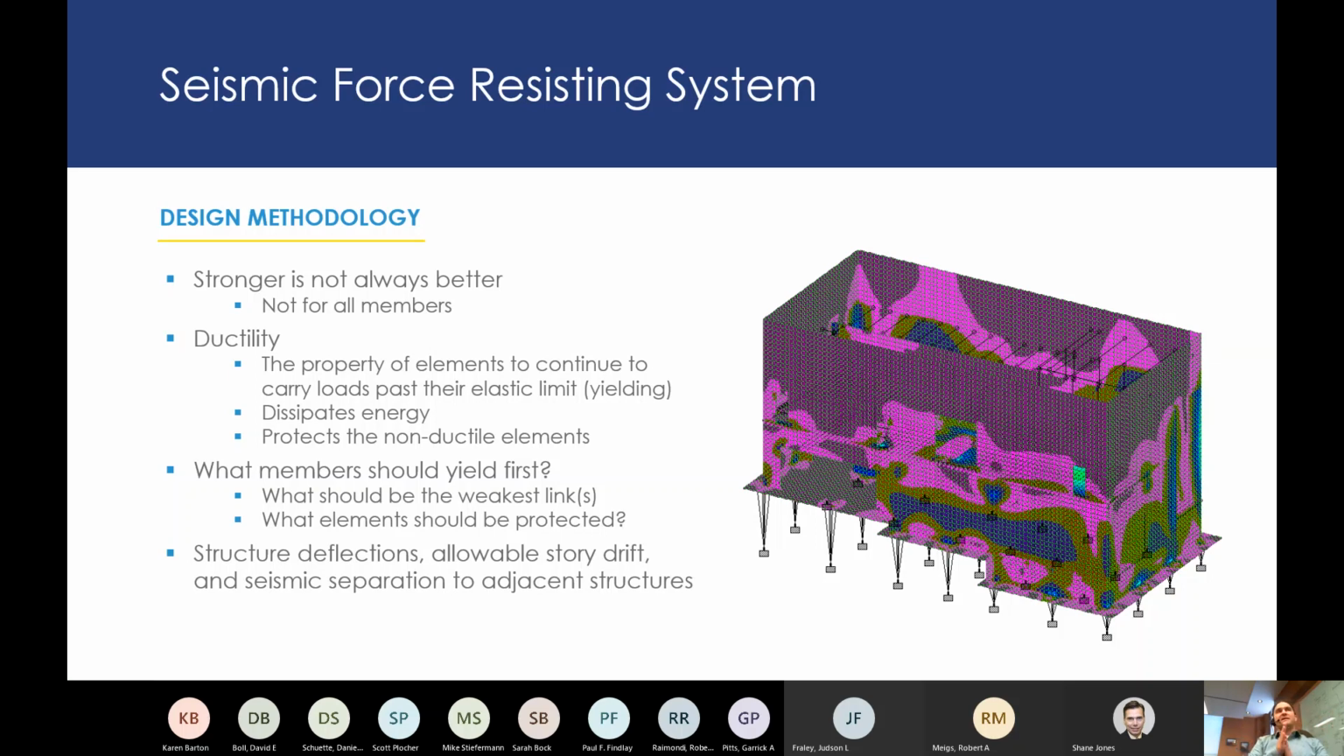That being said, more flexibility, more ductility reduces your seismic loads. However, we need to also look at deflections. There's allowable story drifts, code mandated, and then there's seismic separation to adjacent structures. We don't want our building oscillating too much and bumping into adjacent structures and causing other kinds of damage.